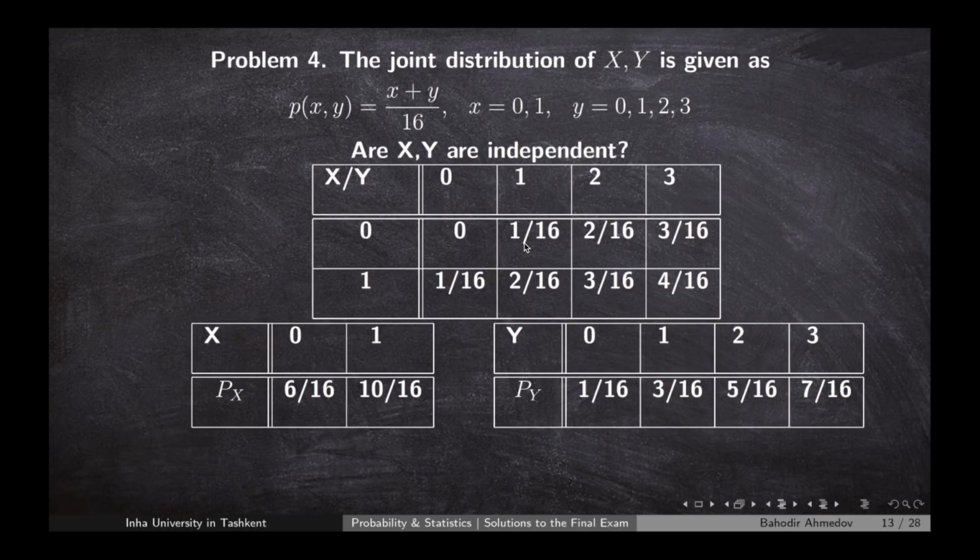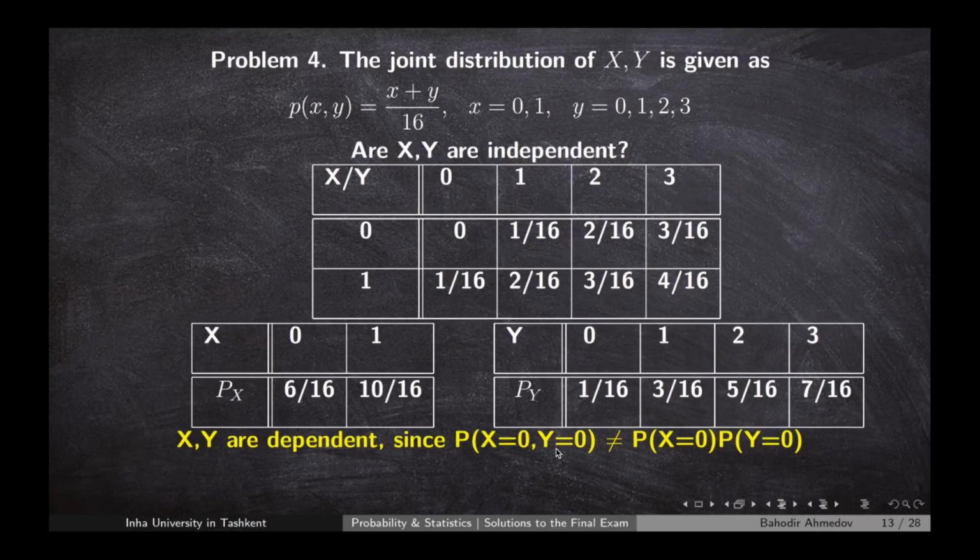So the two variables are independent if the multiplication of the marginal probabilities is equal to the value of the joint probability. So it should be true for all the cases. If there is at least one case when it doesn't work, it means that the variables are dependent.